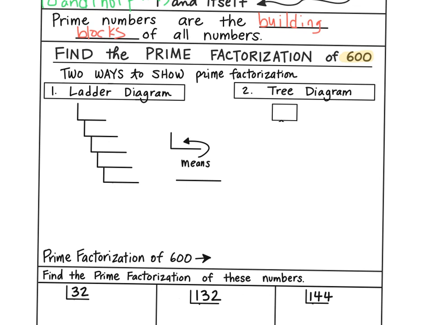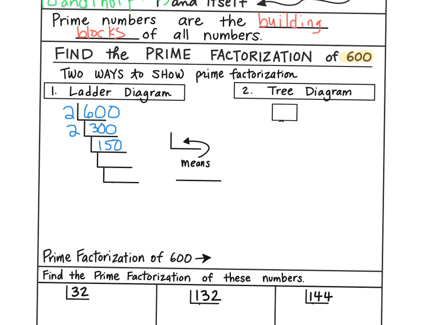So 600 is going to be the number that we put in that top box. Then I'm going to look at what is a prime number that I can divide 600 by. If you remember back to our divisibility rules, it's an even number, so I can at least divide it by 2. So I'm going to put 2 on the outside, and then 600 divided by 2 leaves me with 300. So I'm going to put 300 on that next ladder down, and I'm going to repeat that process. So once again, it's an even number, so I could divide by 2. So 300 divided by 2 gives me 150.